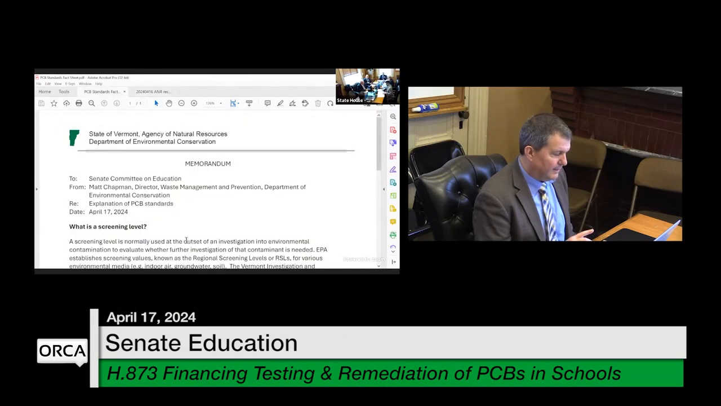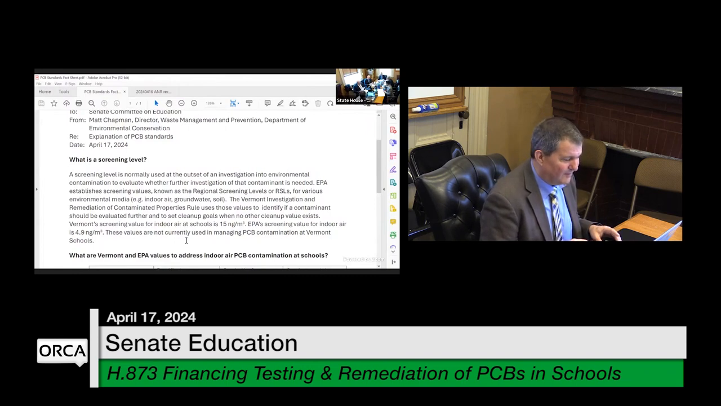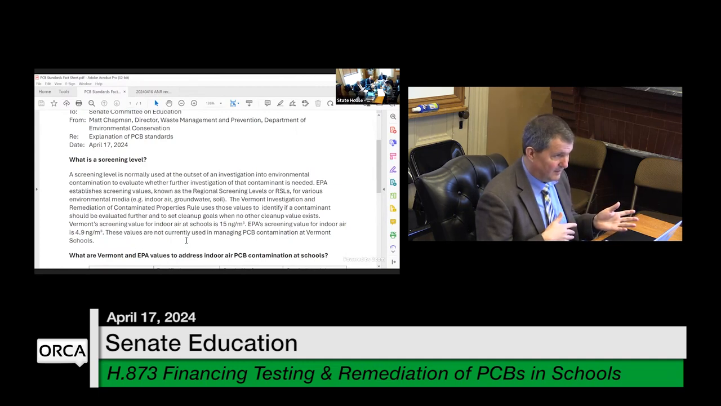So as I said, this is a memo prepared for the committee in response to your questions from last time. Some of the questions were surrounding the differences between the screening value and standard. A screening value, or the RSL, is a value used to screen out contaminants at a contaminated site, or identify which things need more investigation. We basically use that when there's no cleanup value that exists.